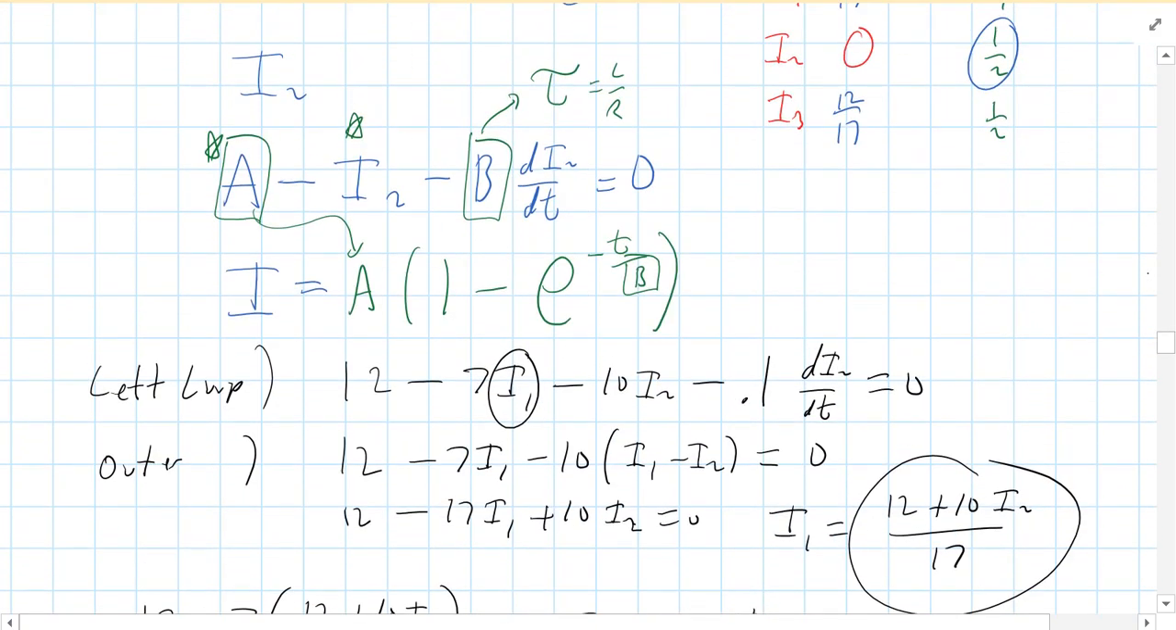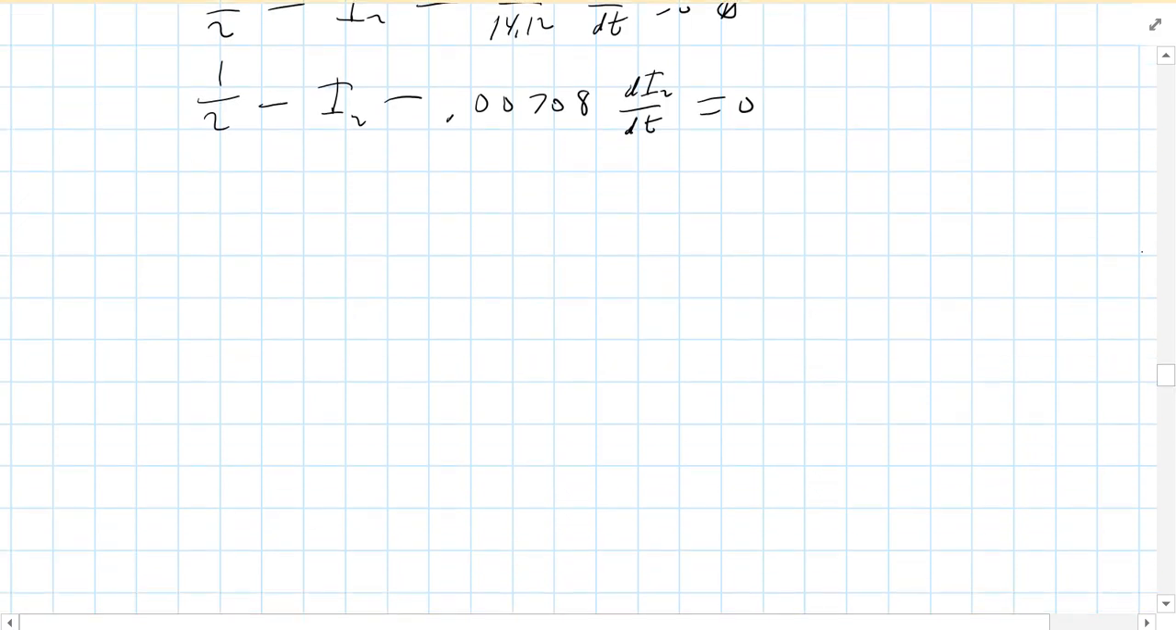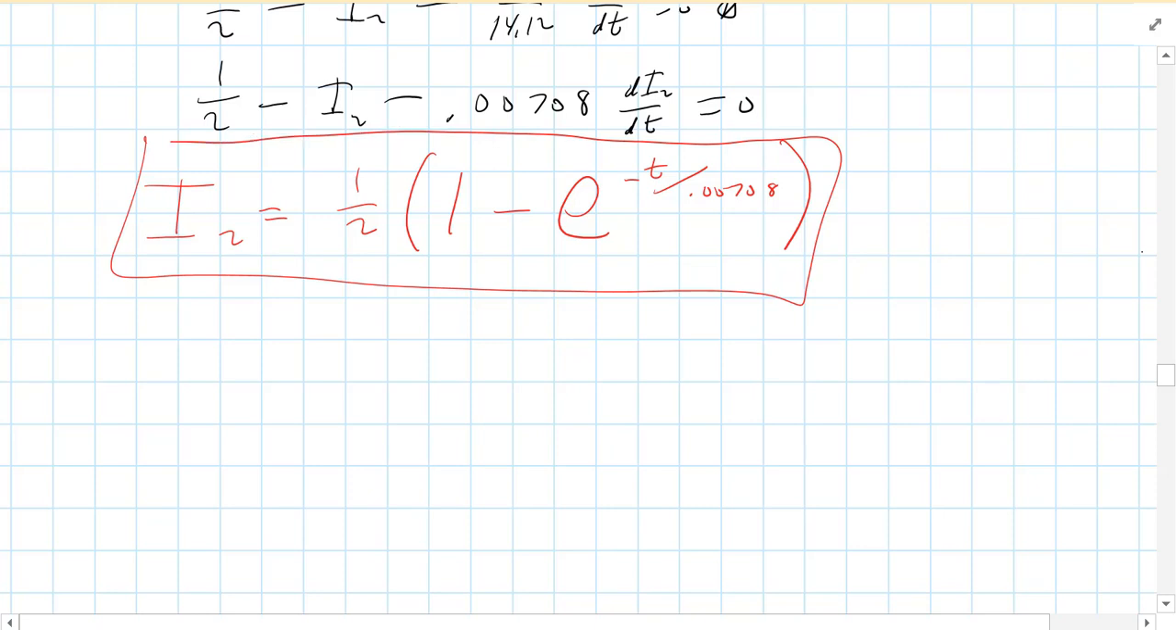So here's my answer. Now, we've gone through this calculus before, but I'm not going to bother going through it here. We're going to use our little shortcut here for math. All right, so our I2 is equal to the leading coefficient, 1/2, times 1 minus e to the negative t divided by whatever's in front of di2/dt, which is our 0.00708. Okay, so that is I2 as a function of time through this circuit.